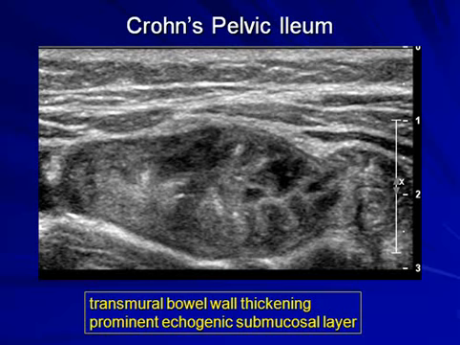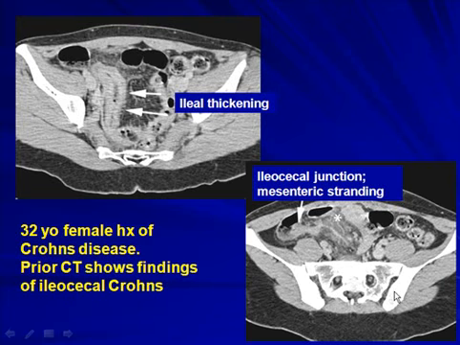This is an example of the transmural bowel wall thickening seen in Crohn's disease involving the pelvic ileum. Notice the prominent echogenic submucosal layer and the loss of normal bowel wall signature. This is the same patient, a 32-year-old woman with a history of Crohn's disease.